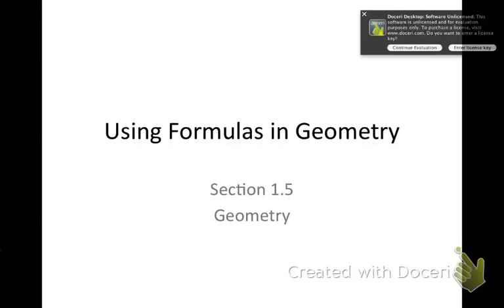All right, using formulas in geometry, section 1.5. As you look around the room, I do have a lot of different geometry posters up that include all the formulas that we are going to talk about today.